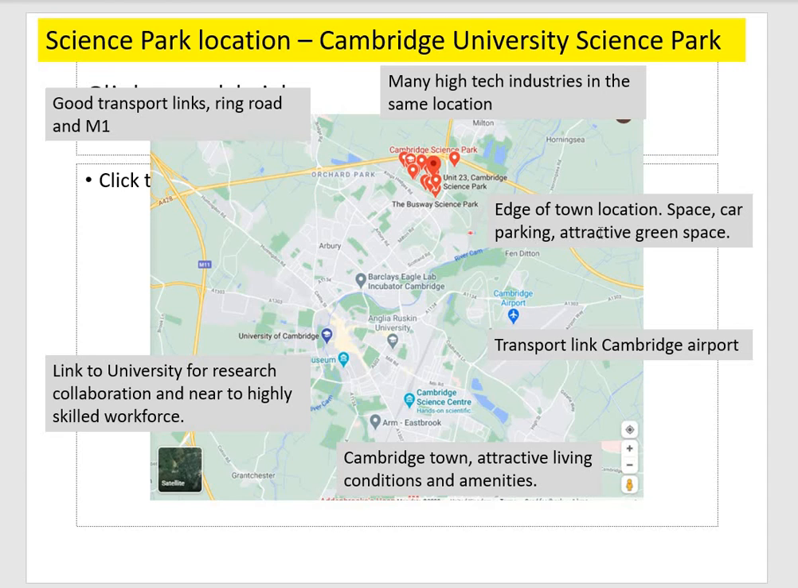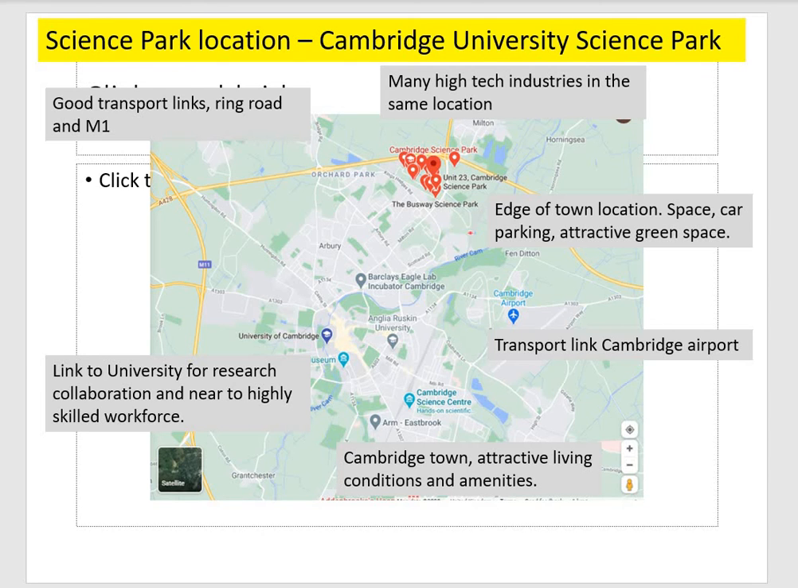The science park itself is on the edge of town. There's space for nice offices, space for car parking. It's a green space, trees and fields around it, so it's a really nice place to work. There's lots of other high-tech industries in the same location, so they can collaborate with each other, they can work with each other. And finally, we've got excellent transport links. We've got Cambridge Airport, we've got the Ring Road and the M11. So that shouldn't say M1, that should say M11. So my apologies there. So you can see we've got good transport, whether it's by road or by air.